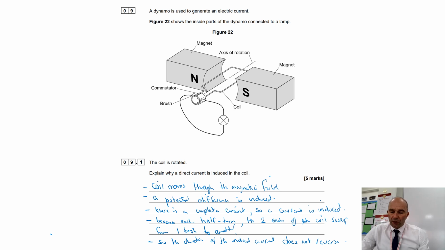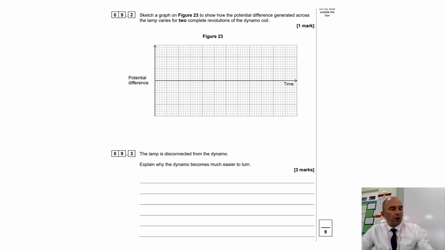Okay, so that's worth 5 marks. So it's worth having a look at that kind of answer. Quite often you get questions about the motor effect, or the generator effect I should say, how an AC current is developed. In this case it's a dynamo, which is just direct current.